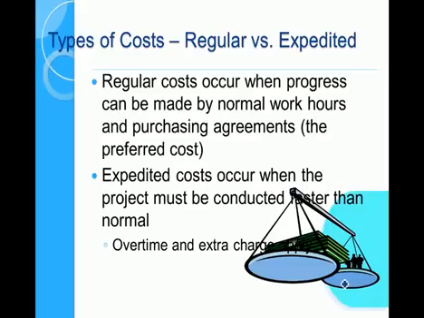Regular versus expedited. So regular cost is simply, if you like, Bob's earning $50 an hour. If we want Bob to work on the weekends, we may have to pay an overtime charge. If we want to expedite or speed things up, there may be extra charges involved. And that's all we need to say about that.